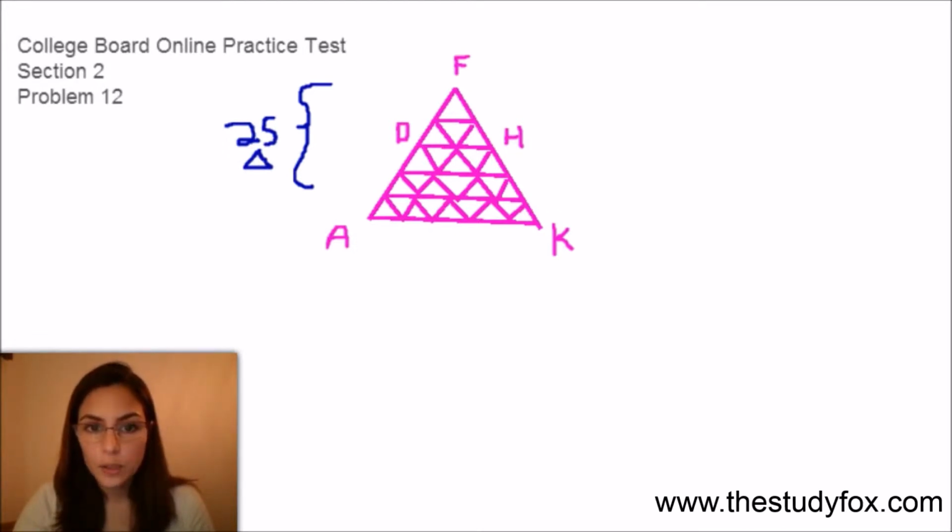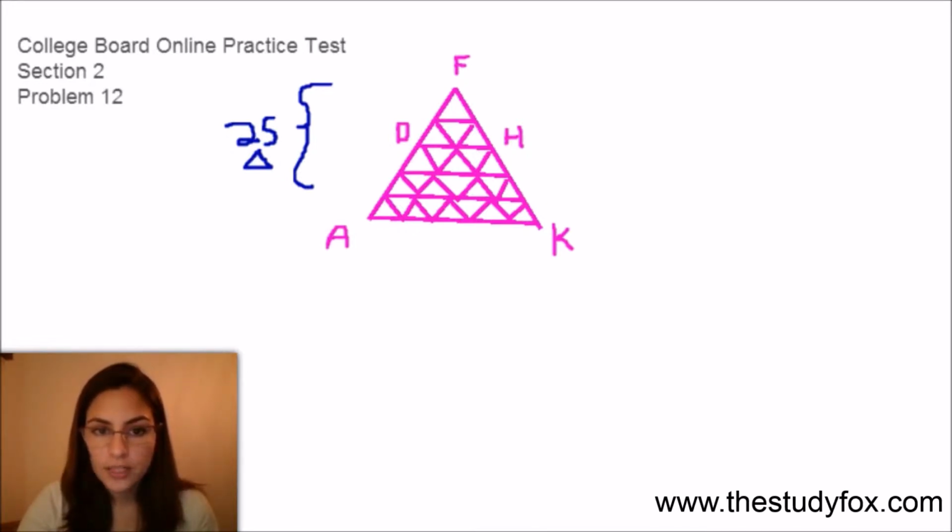Okay, and we also know that the triangles are all equilateral and all congruent, meaning that all of these tiny triangles have the same angle measures, and so that means that the larger triangle is going to have the same angle measure, because see this small triangle here? It's an equilateral triangle, meaning that it's a 60, 60, 60 triangle. All the angles are 60 degrees.